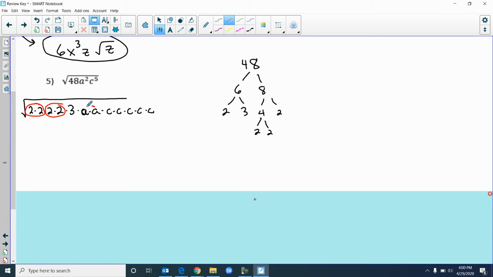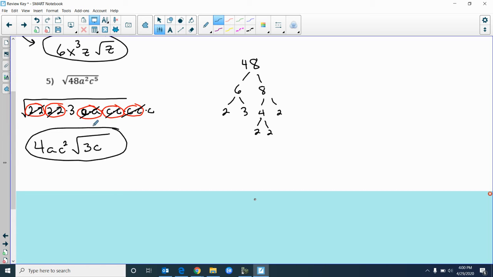All right, what pairs do I have? So here's what I got on the outside. I got two pair of 2's, so you multiply those together. 2 times 2 is 4. I got a pair of A's, so I got 1 A. 2 pairs of C's, so each C comes out, and those become C squared. What is left is 3C. That's going to be your answer.